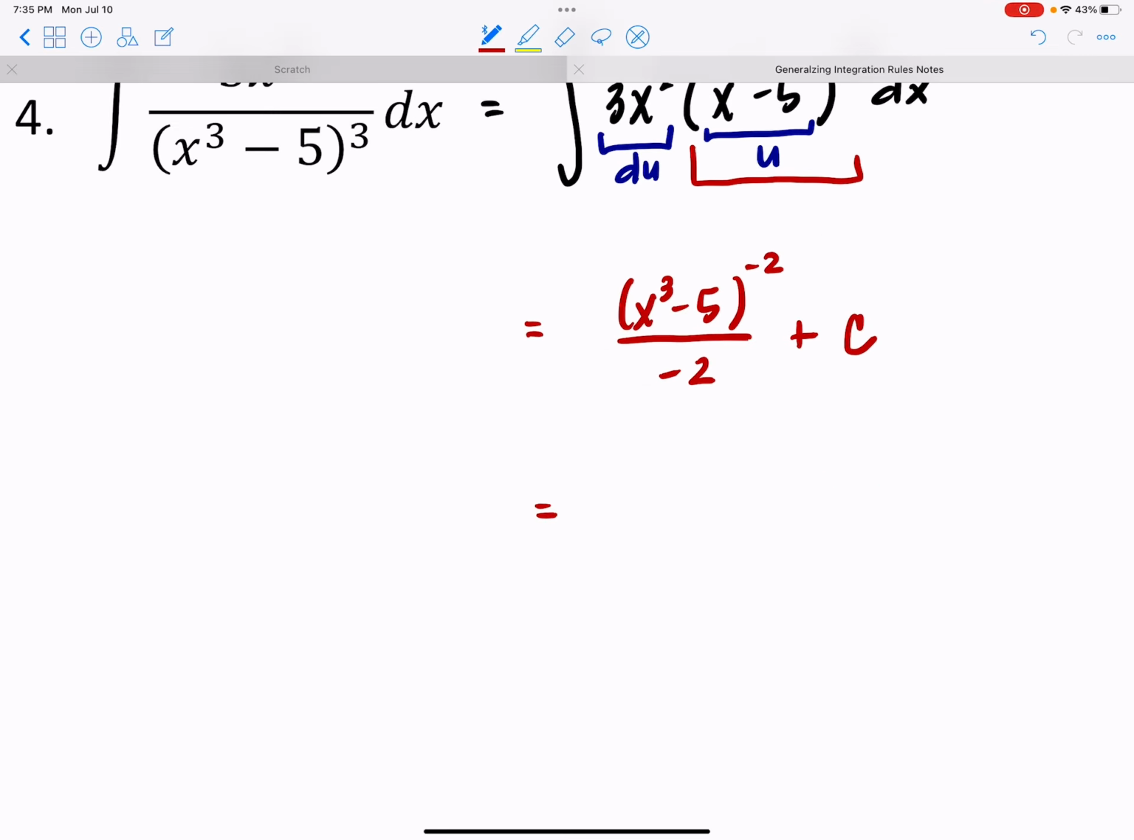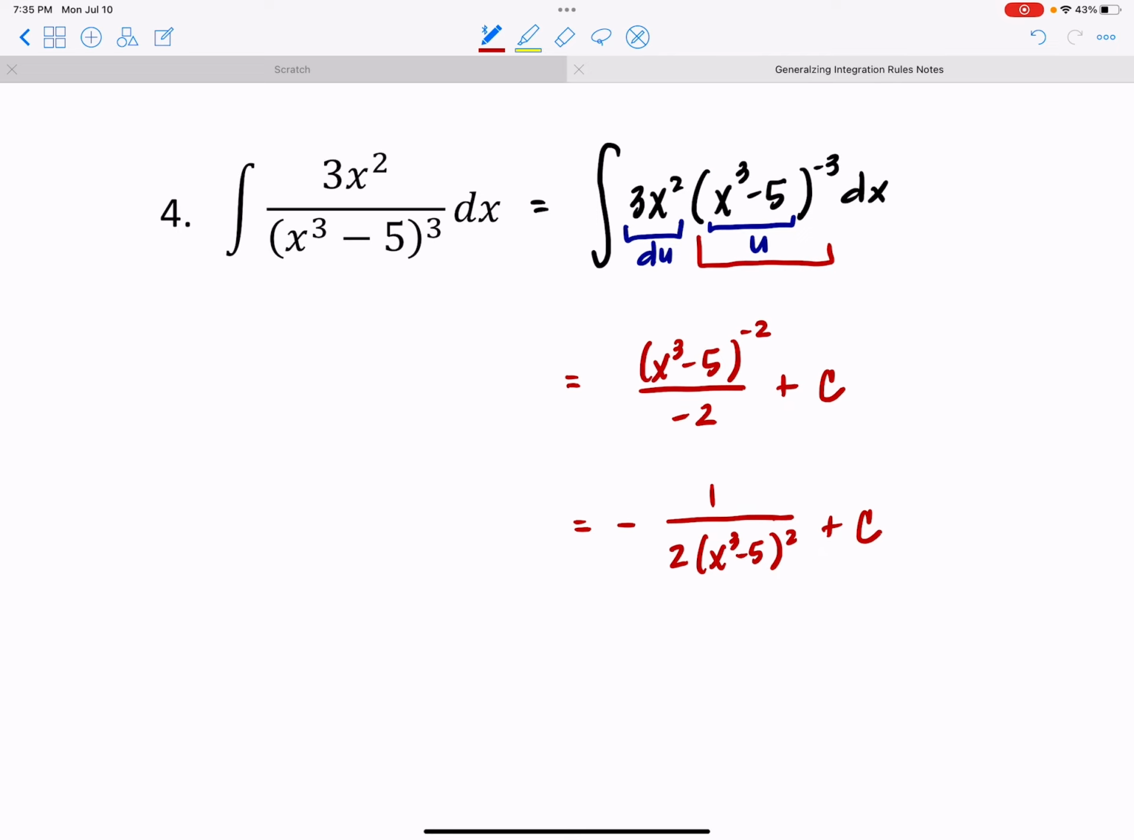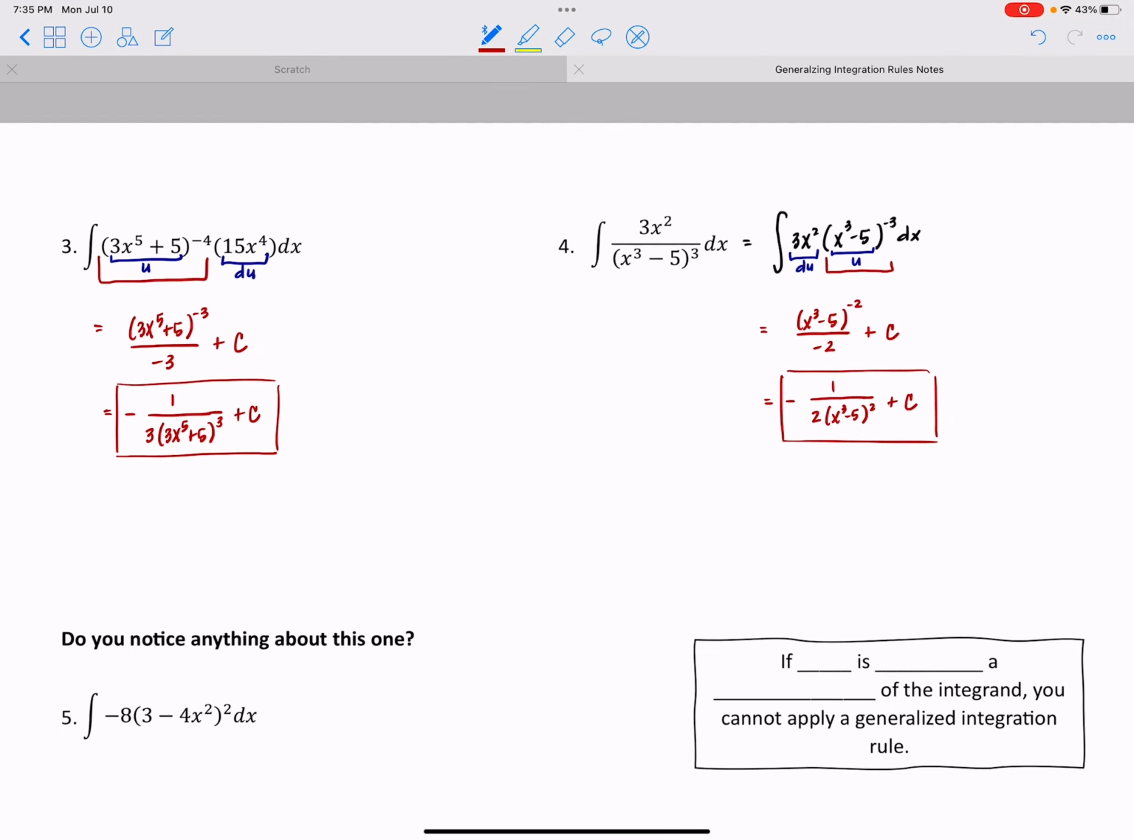So again, that would be an acceptable form of the answer. I'm going to rearrange this. Negative is going to come up here, leave the 2, move the x cubed minus 5 to the bottom of the fraction to make that exponent positive. To me, this just looks a little better, but technically both of those are acceptable. Okay, so I'm going to not forget to box in my answer.